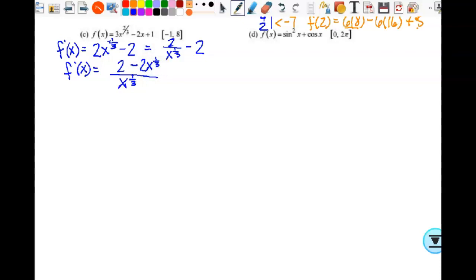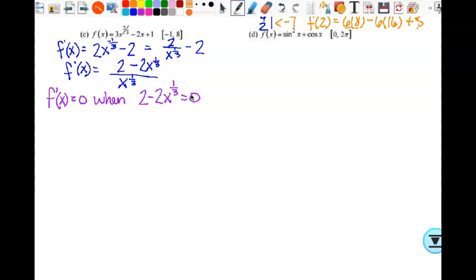Everybody okay with that? So here's what's happening. F prime of x equals 0 when the numerator equals 0, so that's 2 minus 2x to the 1/3 equals 0. That's when the derivative will equal 0, and so we want to solve that and figure out when that is.